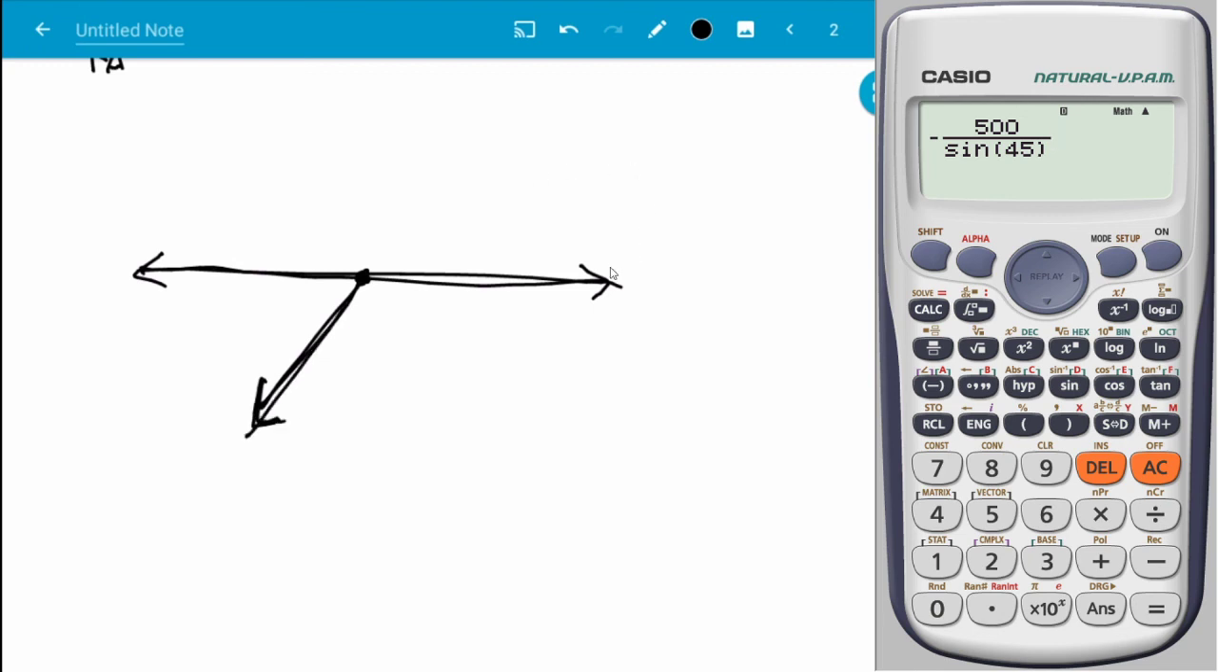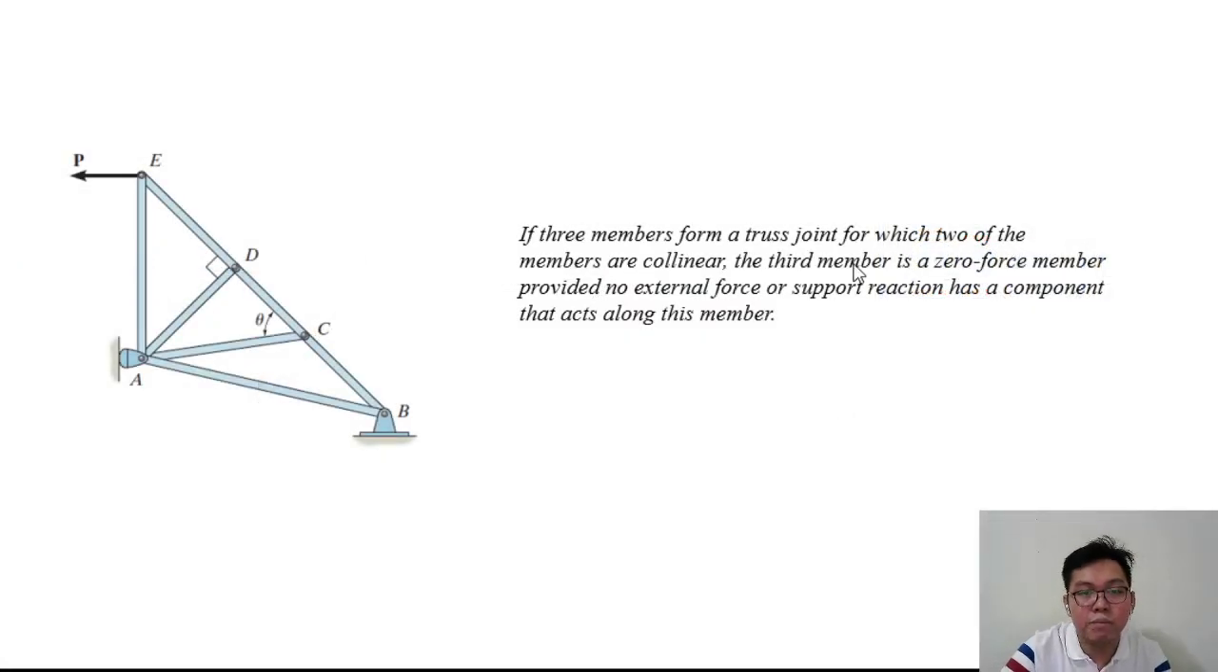So, anong mangyayari doon? Pag ganun daw, tingnan nyo, the third member is automatic zero force member. Provided, pa din na walang force dito sa joint at saka walang external force or reaction dyan, and then wala din actually support dyan. Okay? So, I think okay lang, no? Mas madali man lang intindihan, di ba? So, yan yung zero force members. Okay? So, magagamit natin yan later on.